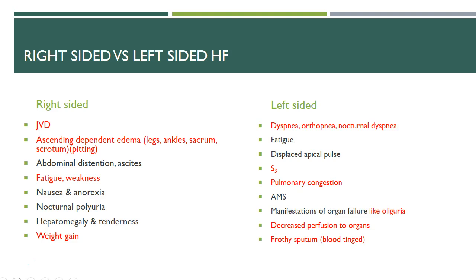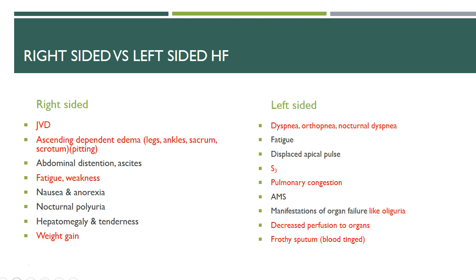Abdominal distension, ascites, fatigue, weakness, hepatomegaly, which is an enlarged liver, tenderness, weight gain. When you have right-sided heart failure, you're going to have nocturnal polyuria. But with left-sided heart failure, you're going to have oliguria.